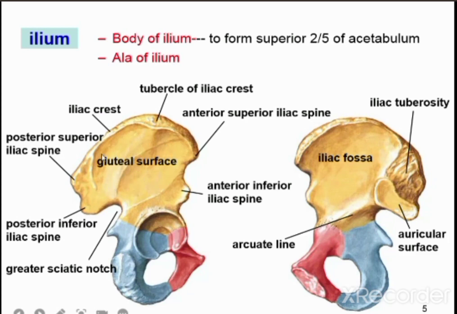This surface we call the gluteal surface. It provides attachment for the gluteus muscles. We will talk about the gluteal muscles later. Here we can see a notch, the greater sciatic notch. This tiny spine is the anterior inferior spine. We had mentioned it.